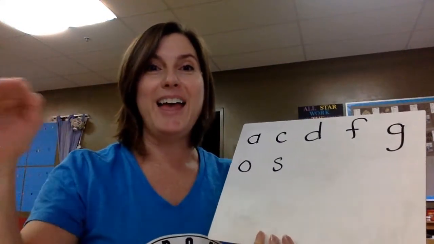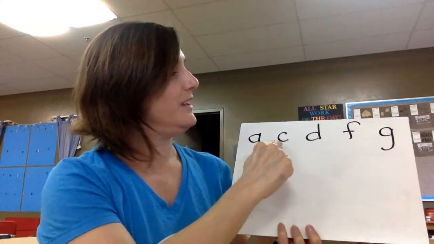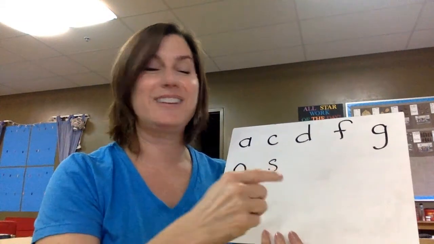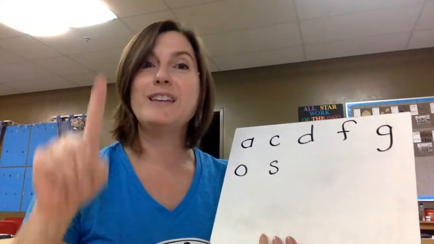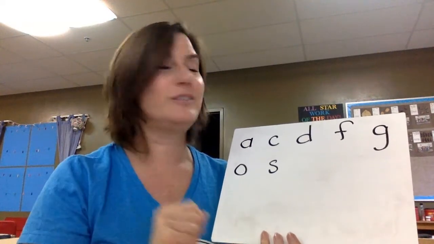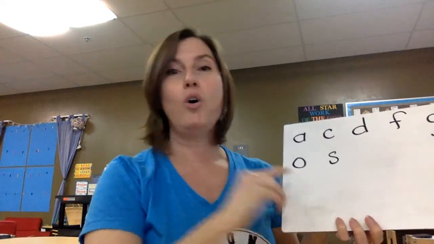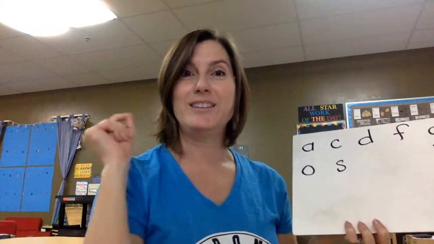A says a, you say a. C says k, s, you say k, s. D says d, you say d. F says f, you say f. G makes two sounds. G says g, j. You say g, j. O says ah, o, oo. You say ah, o, oo. S says s, z. You say s, z.